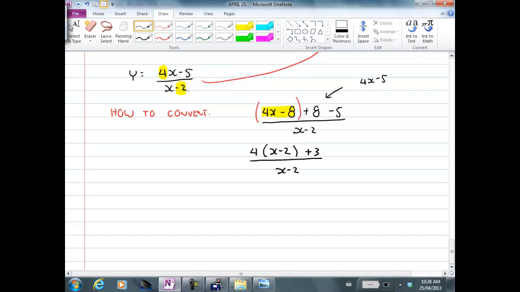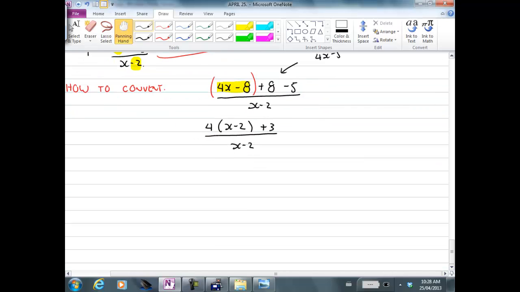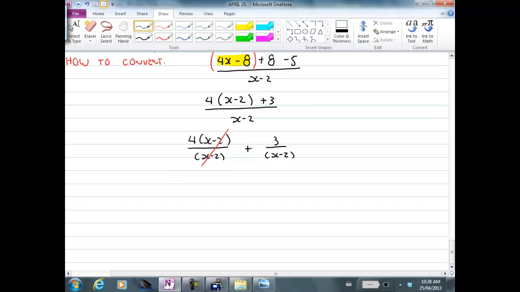Notice one thing. The form I want to be written as has two pieces. This is still 1. So we're going to write this as two separate pieces now. This becomes 4(x minus 2) over x minus 2 plus 3 over x minus 2. So now I have two pieces. And look at that. When I do that, now I can cancel something. X minus 2, bye bye. It's gone. So what you're left with, I'm going to write this in order for you: 3 over x minus 2 plus 4. See? So now, this is in the form that you can work with.